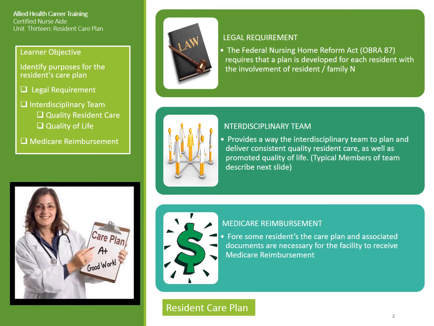We're going to identify the purpose for the care plan, and the most important thing to remember is that it's a legal requirement. The Federal Nursing Home Reform Act, the OBRA 87 that we've talked about and are going to talk a lot more about, requires that a plan is developed for each resident with the involvement of the resident and the family. This is very important that we follow this legal requirement. It provides a way for the interdisciplinary team to plan consistent quality resident care as well as promote quality of life.